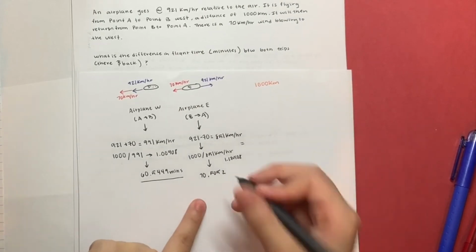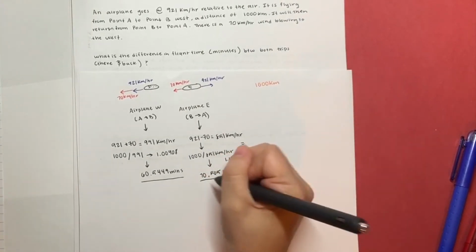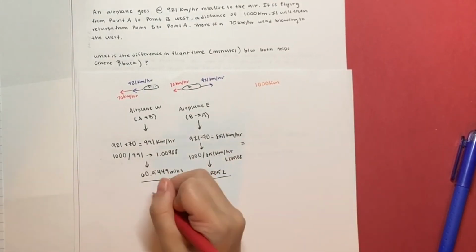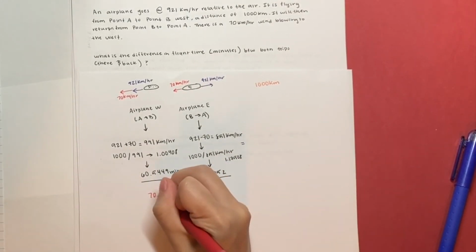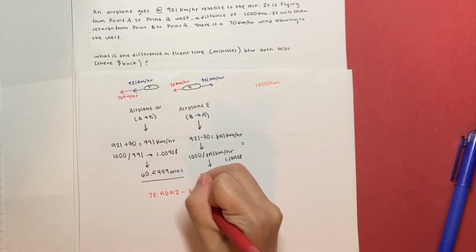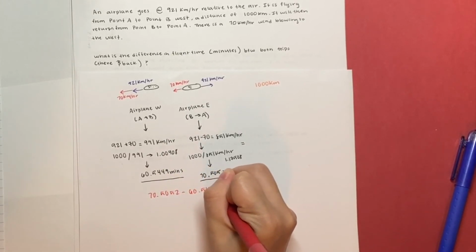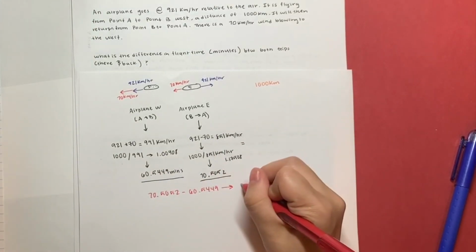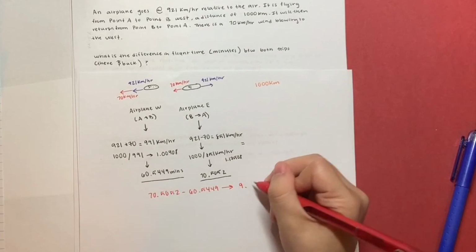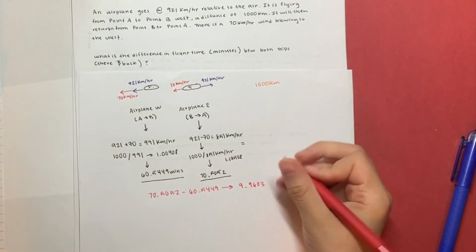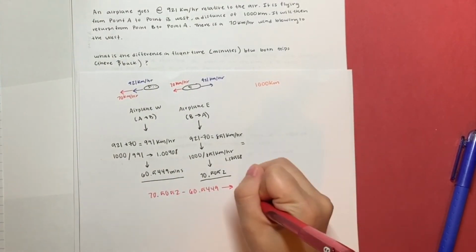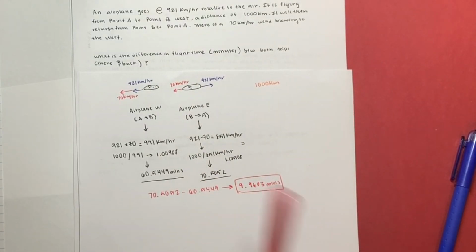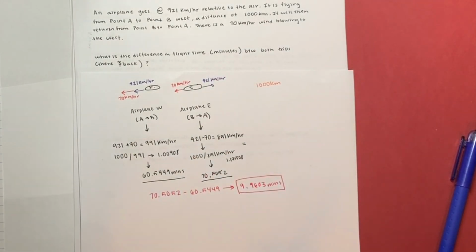Then you're going to subtract. You take the biggest number, 70.5052, minus 60.5449. From this, you get 9.9603 minutes. And this is your answer. That is the flight time difference for this problem.